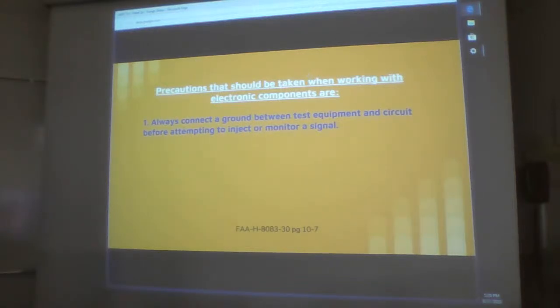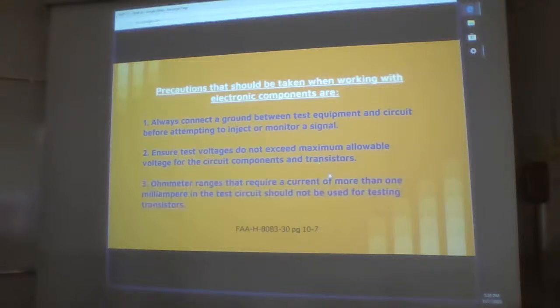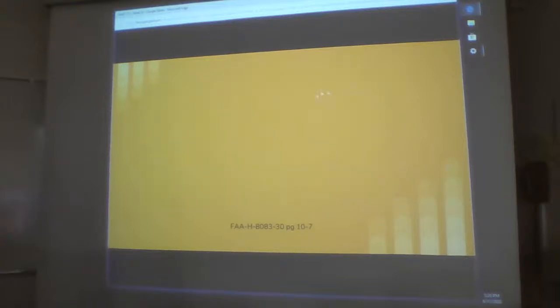Always connect the ground between test equipment and circuit before attempting to inject or monitor a signal. Ensure test voltages do not exceed maximum allowable voltage for the circuit components and transistors. Ohm meter ranges that require a current of more than 1 milliampere in the test circuit should not be used for testing transistors.